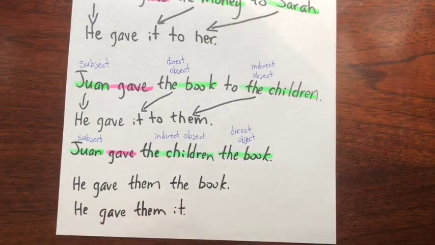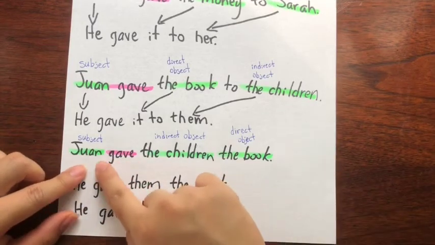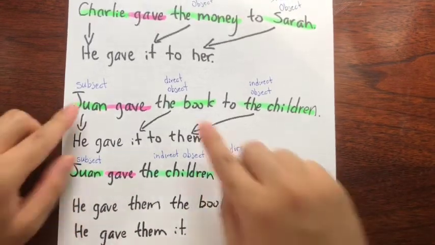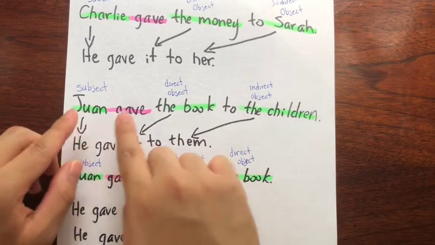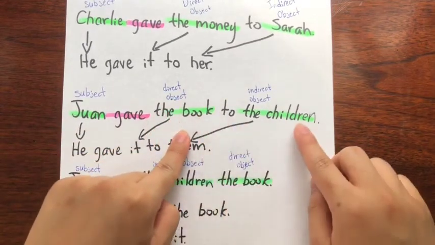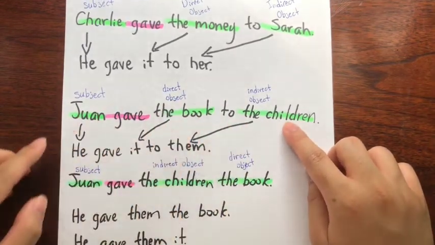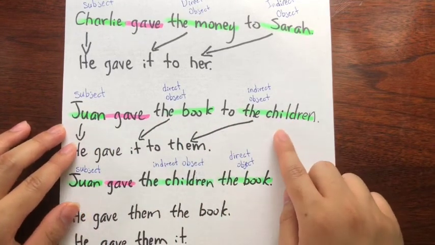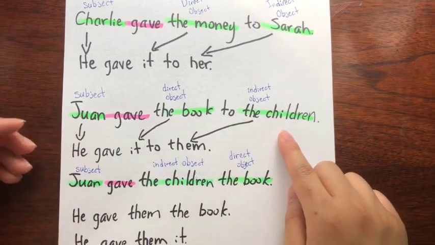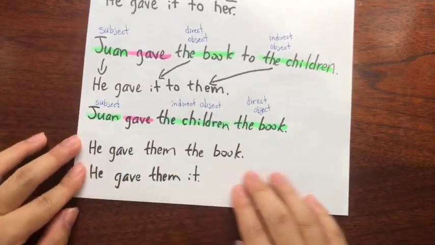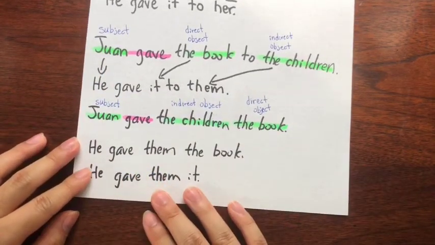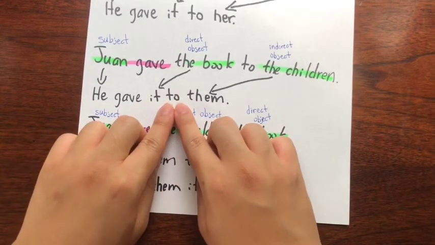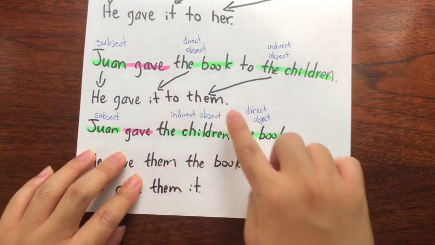I personally, for me, I don't like to write sentences this way. I like to write them this way. So the direct object comes before the indirect object. So we can say Juan gave the book to the children. I like to say it like this because it's easy to understand. Sentences like this are confusing. So I like to say it with the word to. He gave it to them.